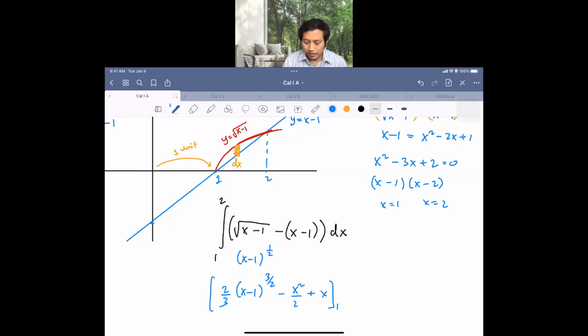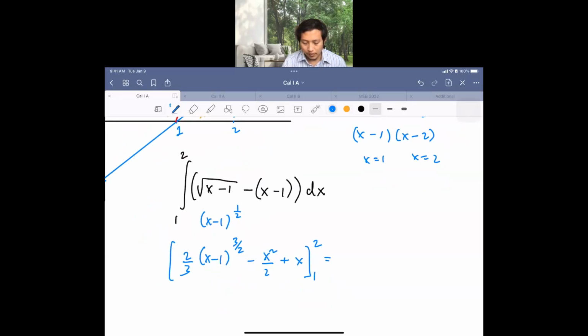And then from 1 and 2, if we put 2, this will be 2 over 3. 4 over 2 minus 2 plus 2 will be 0. And then minus 1, 0. So it should be minus half. Should be 1 over 6.